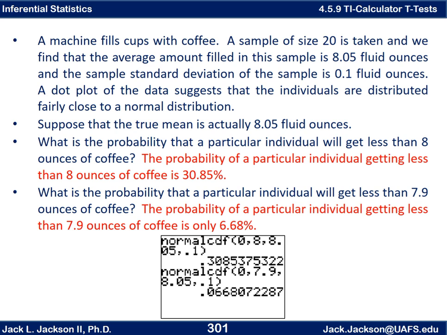6.68%. So the probability that they get something less than 8 ounces, if the true mean was set at 8.05 ounces, is about 31%. But the probability that they'll get less than 7.9 ounces is only about 6.7%. So in reality, they might set the machine so that it averages slightly above 8 ounces, so that not many customers would get a noticeably less than 8 ounces when they get their coffee.